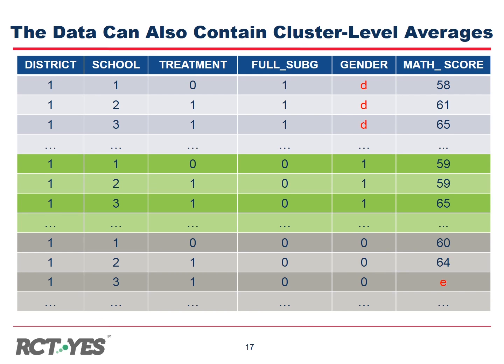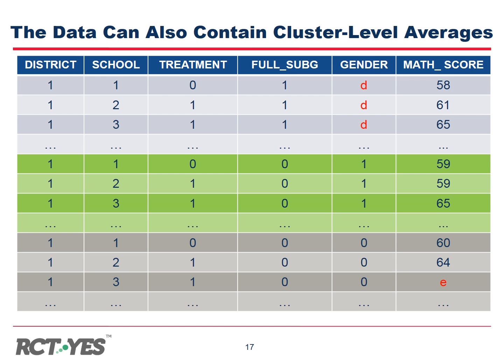As I mentioned earlier, for cluster designs, the data file can either include individual level records or it can include cluster level averages. The table in this slide shows the cluster level data format for our example. There are 3 panels of school level averages. The first panel pertains to the full sample analysis. The second panel in green pertains to the subgroup analysis for girls. And the third panel in gray pertains to the subgroup analysis for boys.